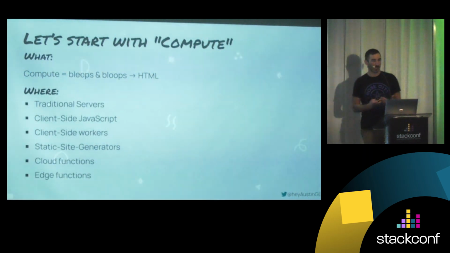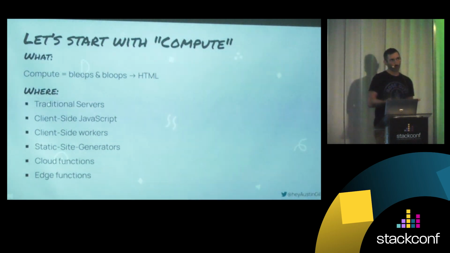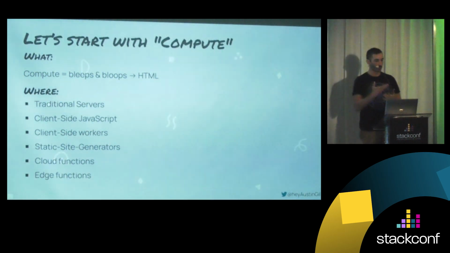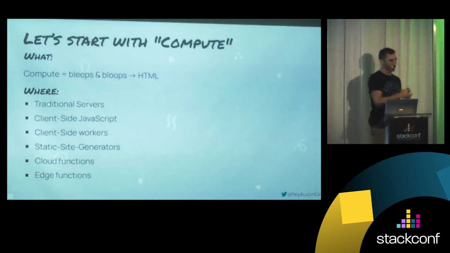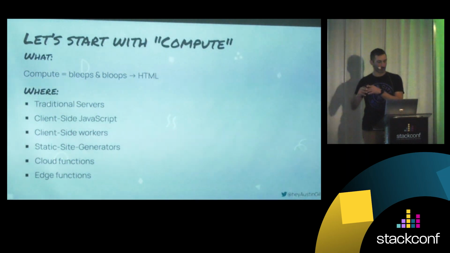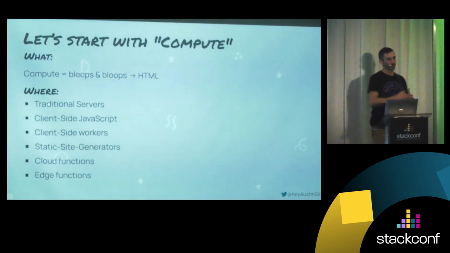And where that work happens is more interesting because we have things like traditional servers, client-side rendering, which can be either in JavaScript or WASM. You have static site generators, you have cloud functions, and then we have edge functions. So we're going to look at kind of each of these and get a better understanding to paint a more complete picture where edge compute fits in across all of these compute options.